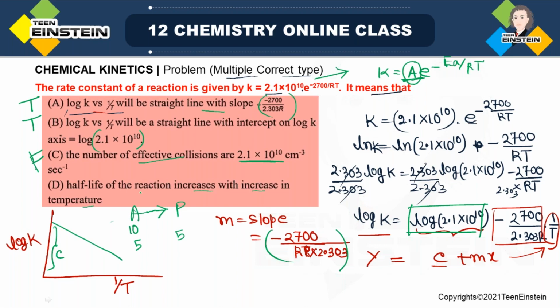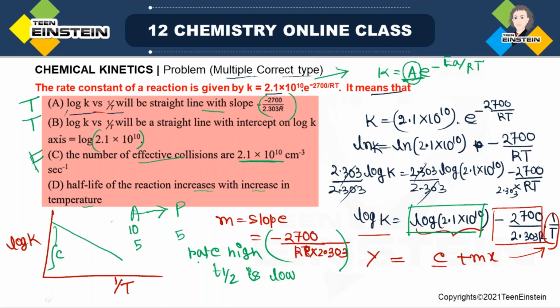Now, when half-life is high, that means 50% consumption will take more time. And if half-life is low, 50% consumption will take less time. That means the reaction rate is fast. So when rate is high, half-life will be low. That is an inverse relationship.